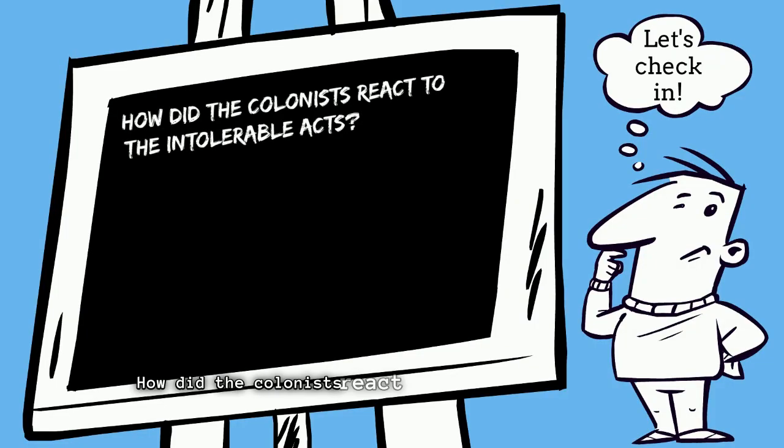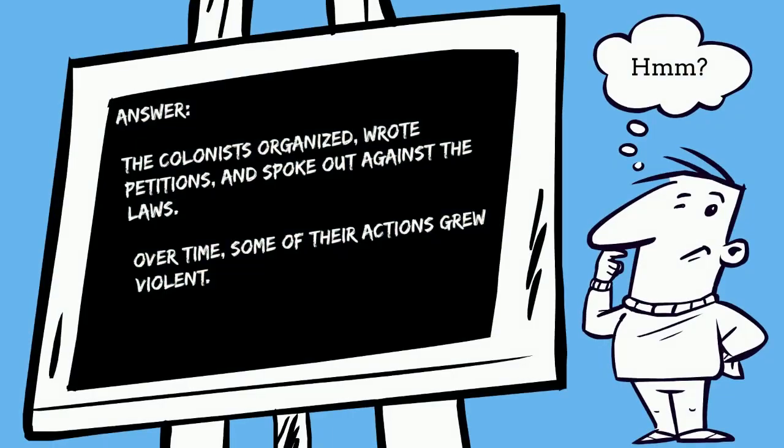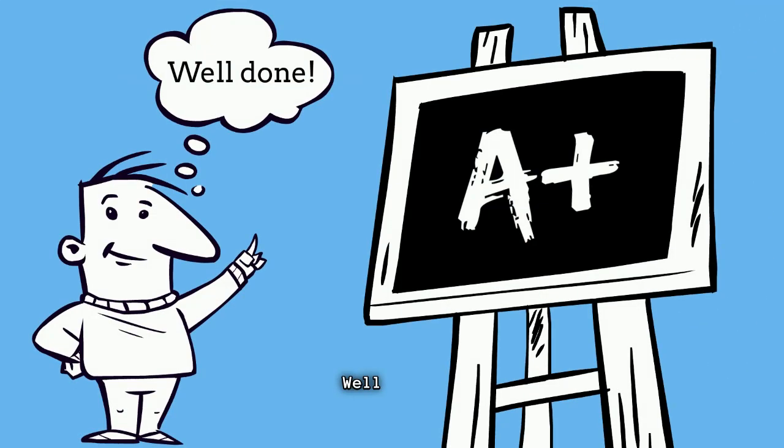Let's check in. How did the colonists react to the Intolerable Acts? Answer. The colonists organized, wrote petitions, and spoke out against the laws. Over time, some of their actions grew violent. Well done.